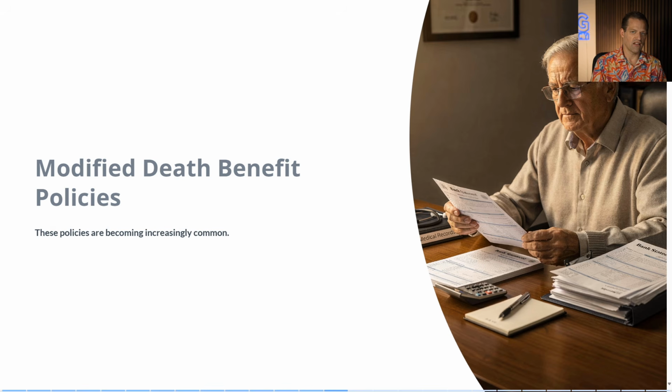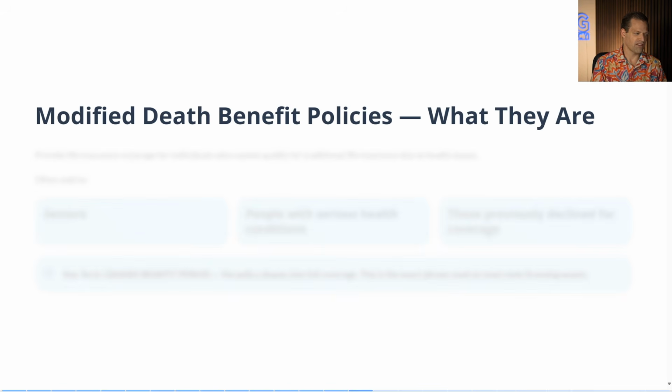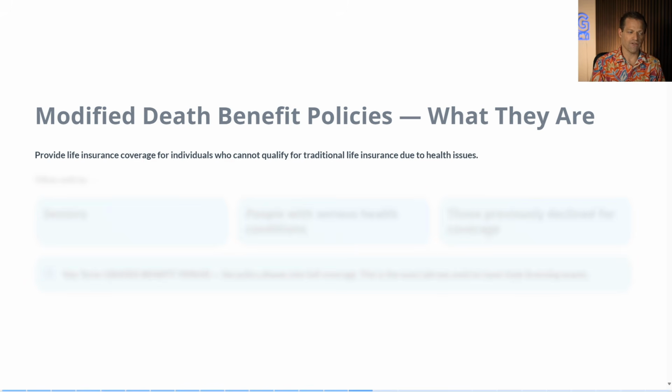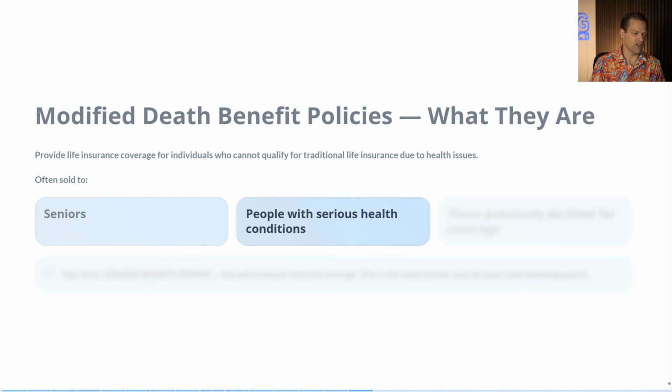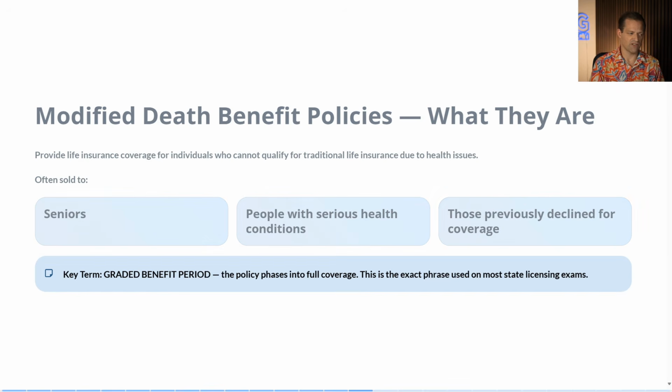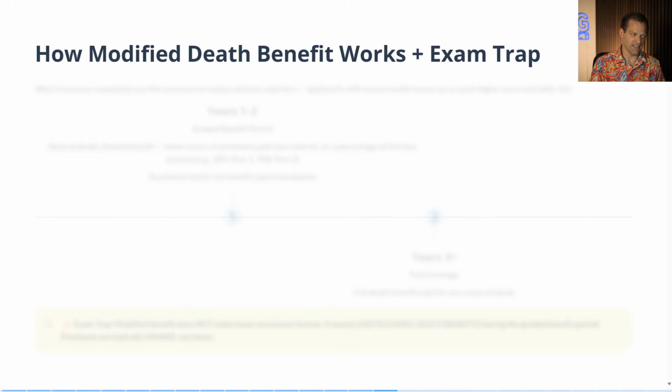range of clients that are out there. So they are policies designed for individuals who cannot qualify for traditional life insurance due to health issues. So you often see them sold to seniors or people with serious health conditions or those declined in the past. So the key term here is their graded death benefit period. So the policy phases into full coverage over time. This is the exact phrase that's used in most state licensing exams.